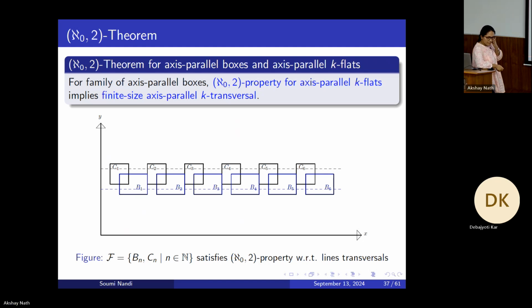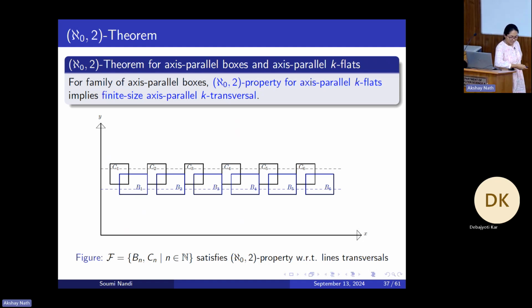This is interesting in that you are again not assuming the fatness. Yes, and also this number does not depend on the dimension of the transversal. For the point transversal case, it was 2, and here, for any k-transversal, it is 2. A point can also be considered as an axis parallel box. This is just an example, but in the assumption of the theorem, there is no fatness.